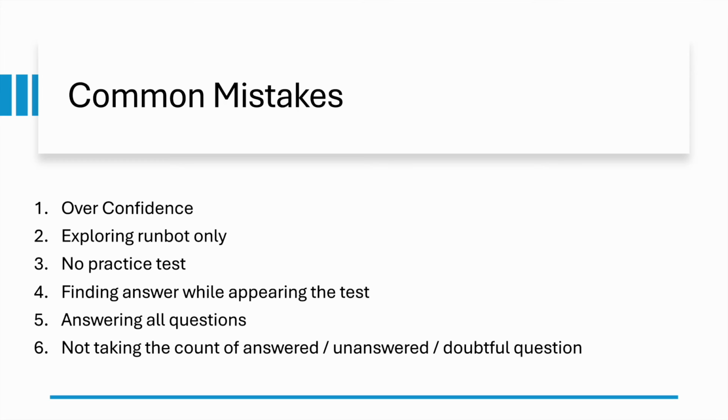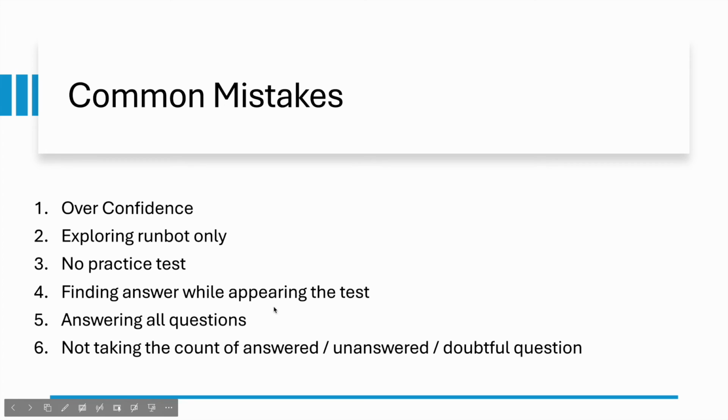Next, the common mistakes everyone makes while preparing for or taking the certification. First is overconfidence, that mentality of I know everything. Next, exploring only the Odoo runbot. Many people do practical work only; they will not watch the videos or check the documentation, they will only test practically. Then not taking the practice test. Once we learn, we have to practice the test, and only after that should we go for the certification.